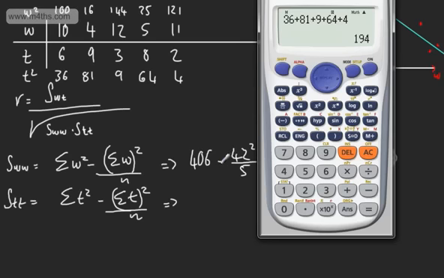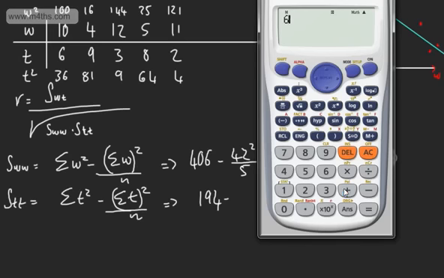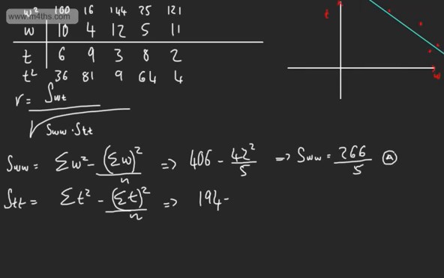So let's just check that. Got all of those in correctly. 194. As you can see, making an error is going to be catastrophic, especially when you're working to high levels of accuracy. Okay, let's sum these up now. Let's sum T. So we're going to sum T. So 6 plus 9 plus 3 plus 8 plus 2. Perhaps a bit lazy of me. So that's going to be 28.